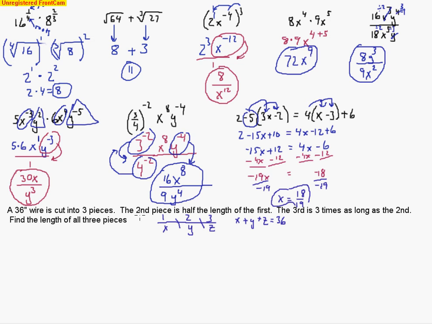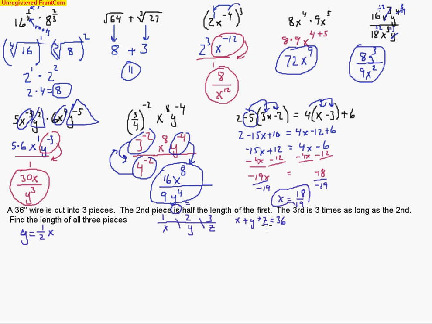The second piece is Y, and this word right here tells us equals. So let's go ahead and write that down. The second piece, which is Y, so Y equals, and then half the length of the first piece, so half of X. So that is an expression. We can use that later on.